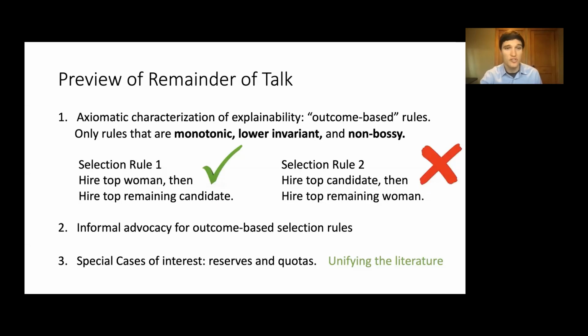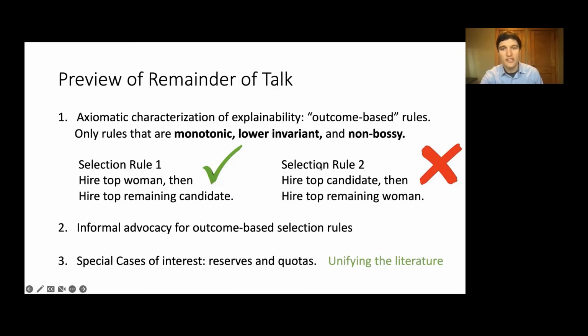So here's two selection rules you might use that seem very similar, right? One is, let's start by hiring the highest ranking woman, and then we're going to hire the highest ranking remaining candidate. The other is, let's start by hiring the top candidate overall, and then we're going to hire the top woman that's left. And both of these types of policies are used in practice, but actually only one of them is going to be an outcome-based selection rule. In other words, according to our theory of explainability, only one of these rules is going to be explainable. And it's the one on the left.